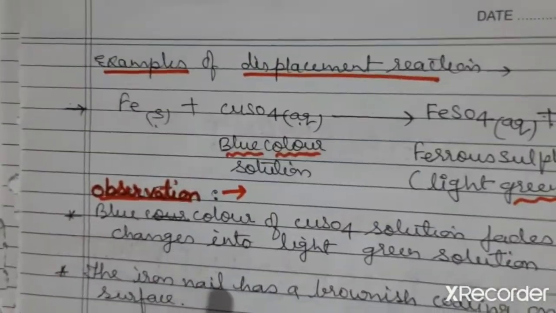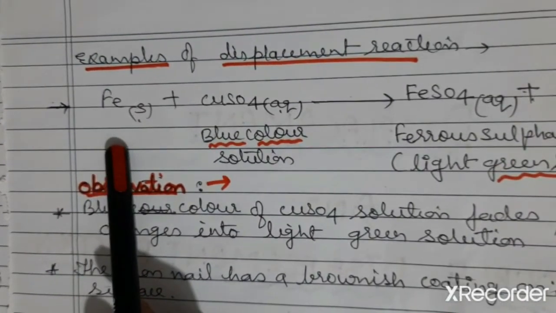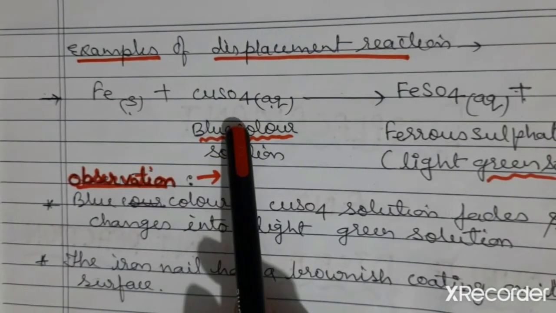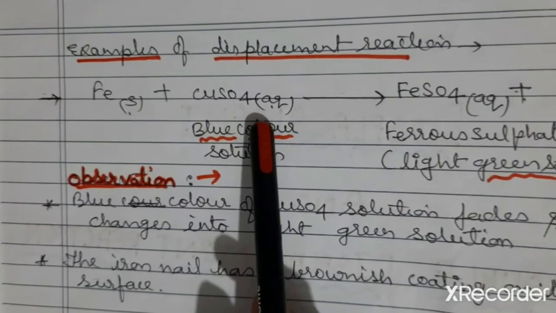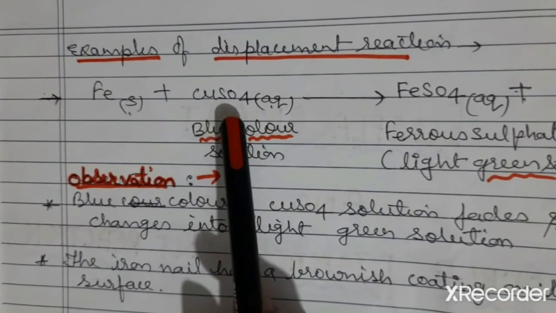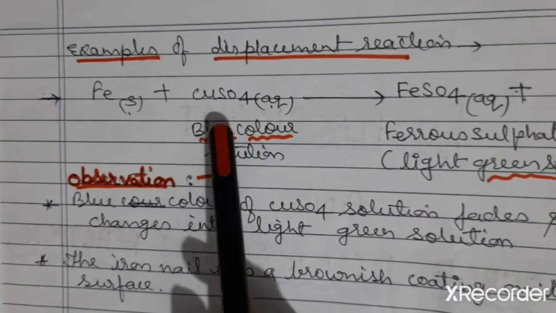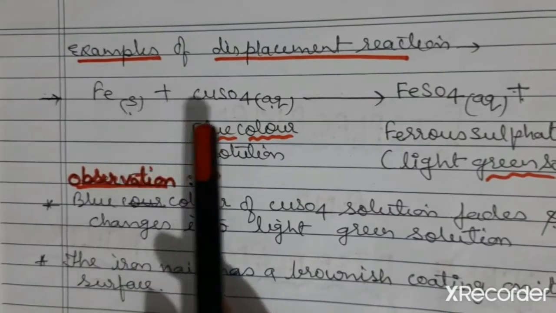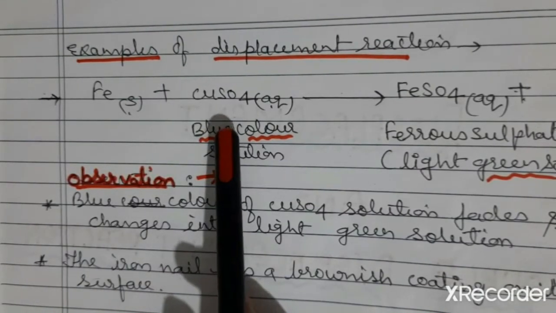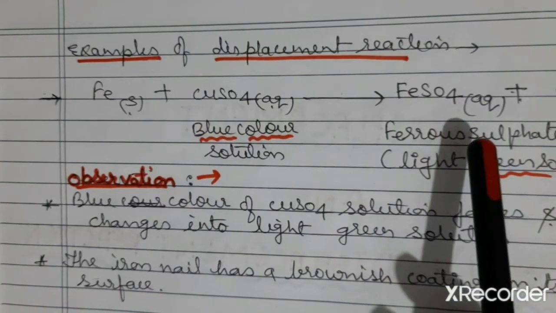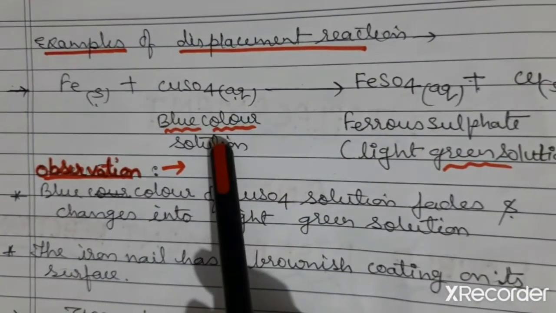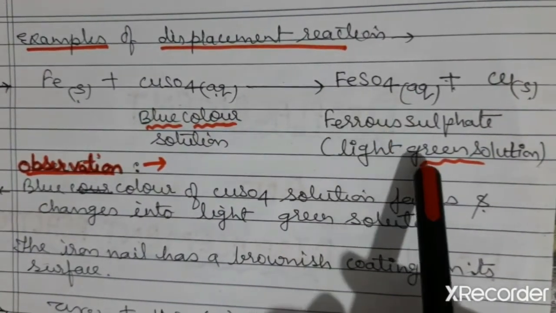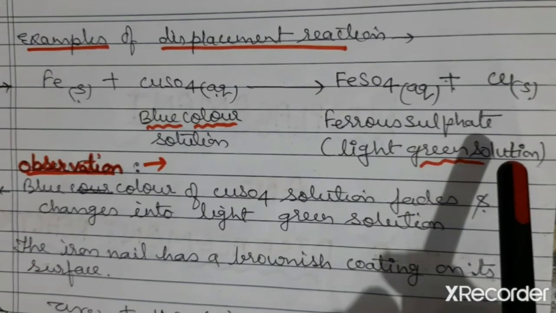When you keep iron rod or iron filings in copper sulfate solution, this copper sulfate solution is prepared in aqueous medium, means the copper sulfate crystals are dissolved in water. The color of copper sulfate solution is blue. When you leave iron filings in copper sulfate solution for few minutes, you will observe that the blue color of copper sulfate solution fades away and a light green color solution is formed.